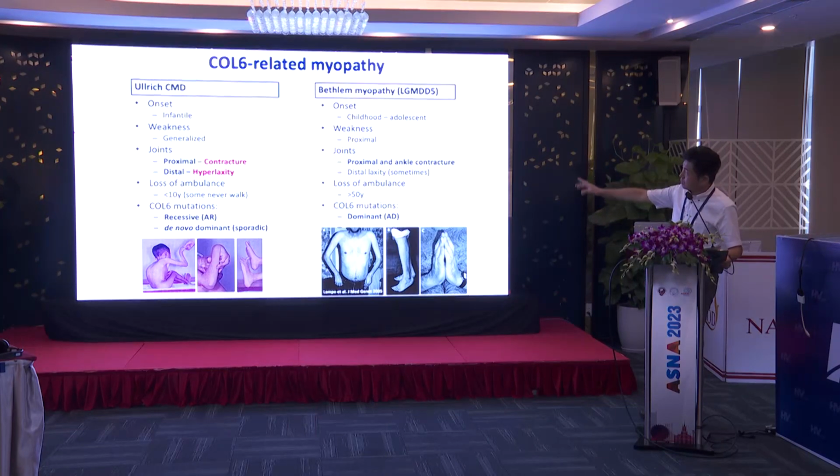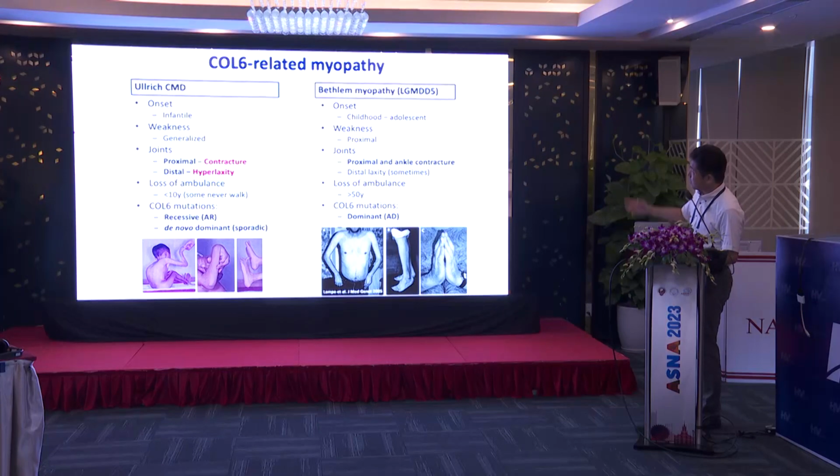So the earlier onset cases are called, at least historically called, Ullrich congenital muscular dystrophy. Interestingly, they show proximal joint contracture, while distal joints show hyperlaxity. Most of the cases have de novo dominant mutations, but 10-15% of cases are caused by recessive mutations. Bethlem myopathy is actually probably by the same mechanism, but by milder mutation. They usually will not lose ambulation until age 50, but still they have joint contractures.